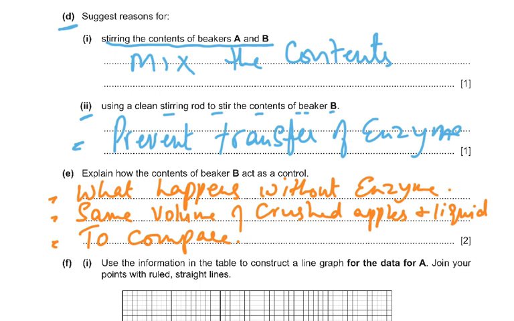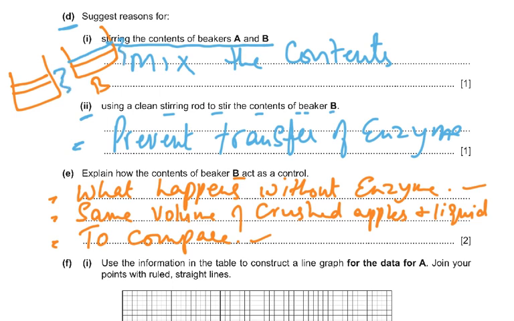Now I want to explain this to you all because some of you are not understanding my point. Explain how the contents of beaker B act as a control. What happens without enzyme? Fine, this was 1 mark. To compare, second mark. But what does this mean? Same volume of crushed apples and liquid. You see, in A, you had the crushed apples and then you added some enzyme solution. So in B, you had the same crushed apples, but then you added just plain water to it. So both will have the same volume.